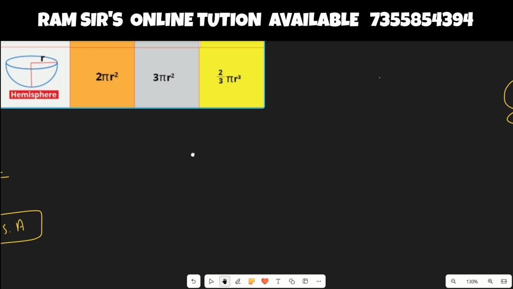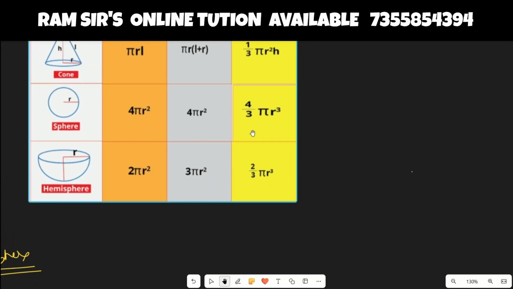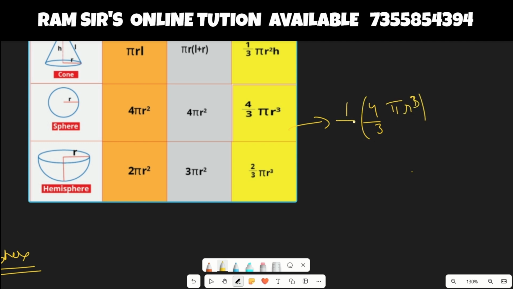If I am talking about the hemisphere, it is nothing but half of the sphere. So here the volume is 4 by 3 pi r cube. If you divide it by 1 by 2, or you can suppose this is our sphere and you halve that, and just divide it by 1 by 2, you see that it becomes 2 by 3 pi r cube. So this one is true. It is 2 by 3 pi r cube.